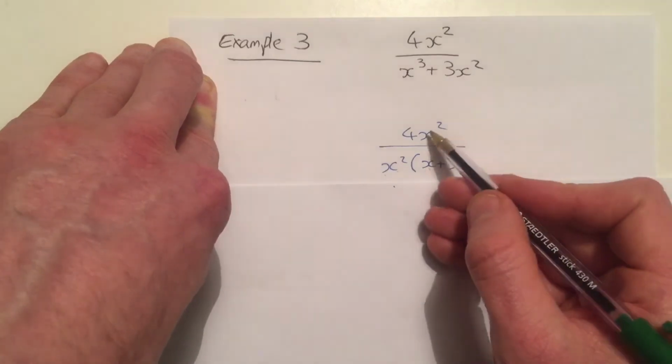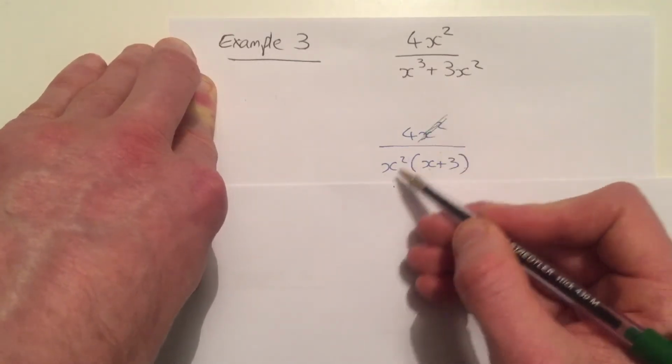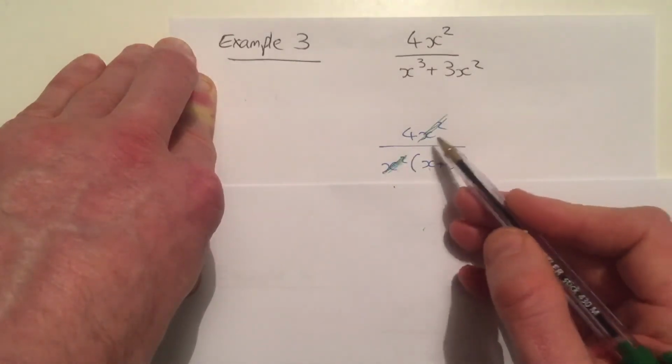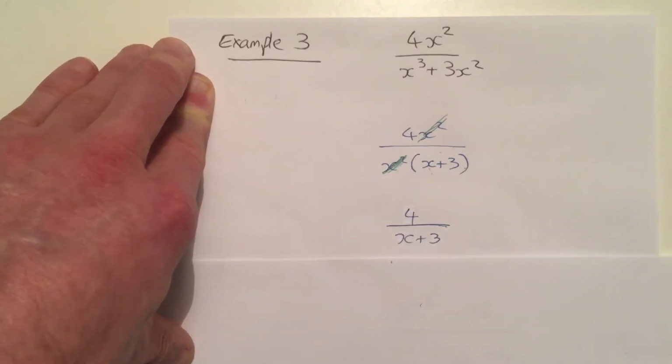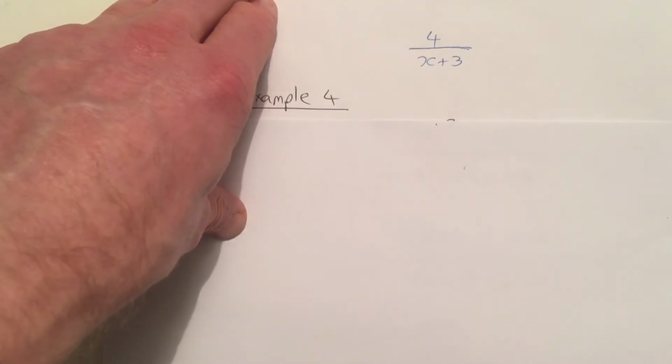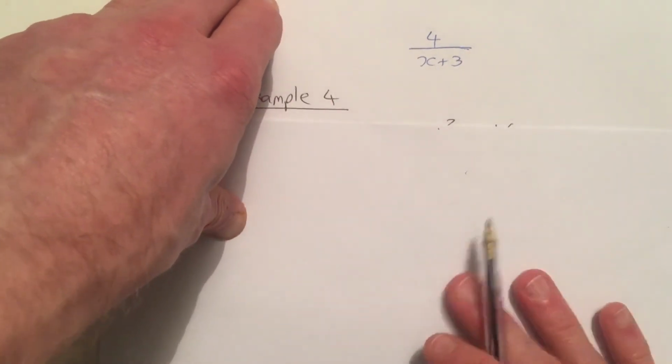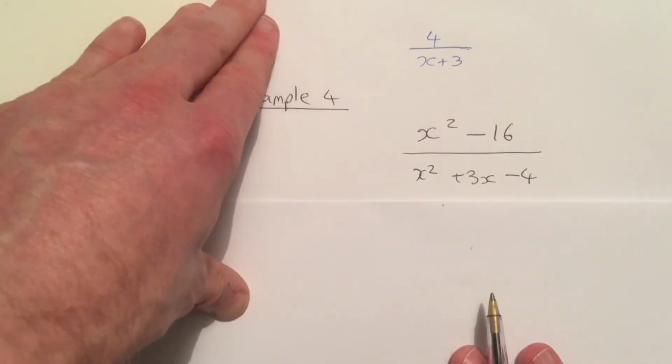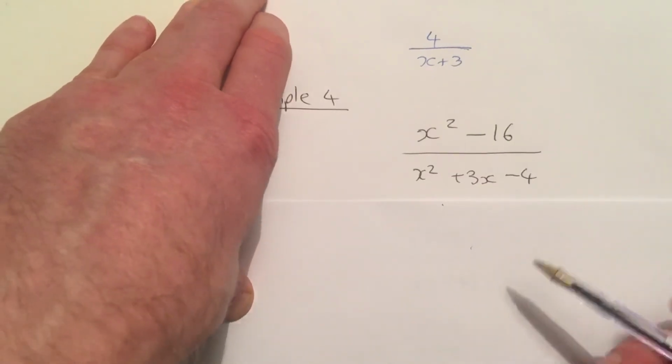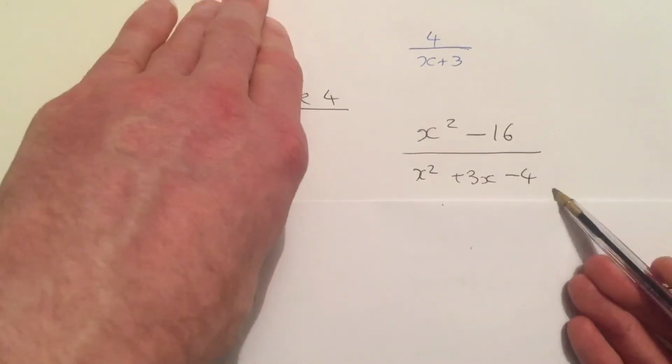Now I can see that x squared is my common factor, so they will cancel out and just leave me with 4 over x plus 3. And final example, I think, is this one. Again, I want to factorise the numerator and the denominator.